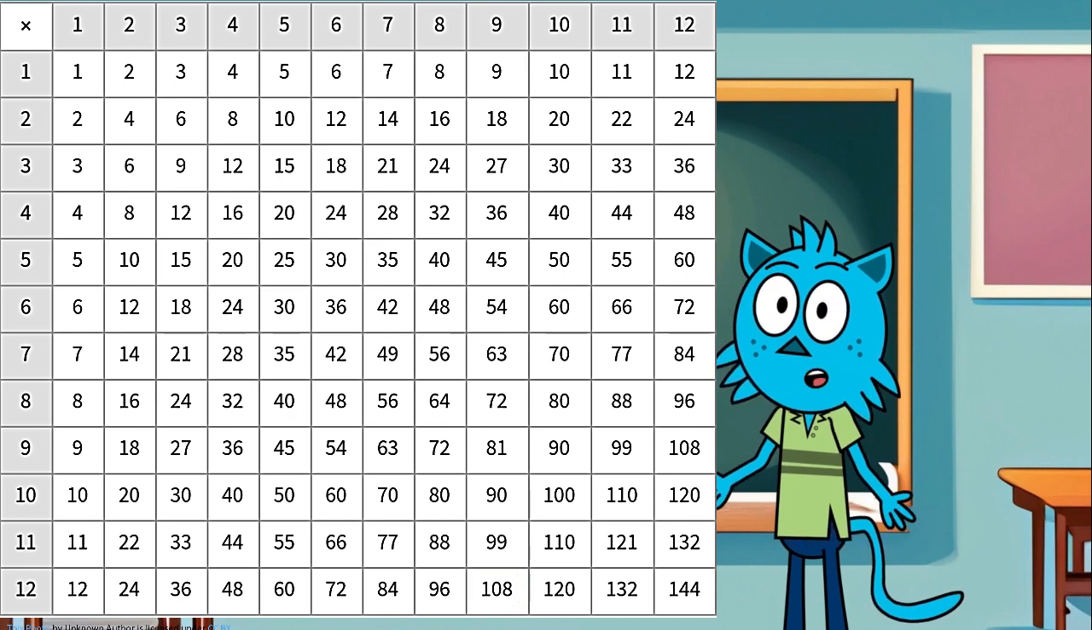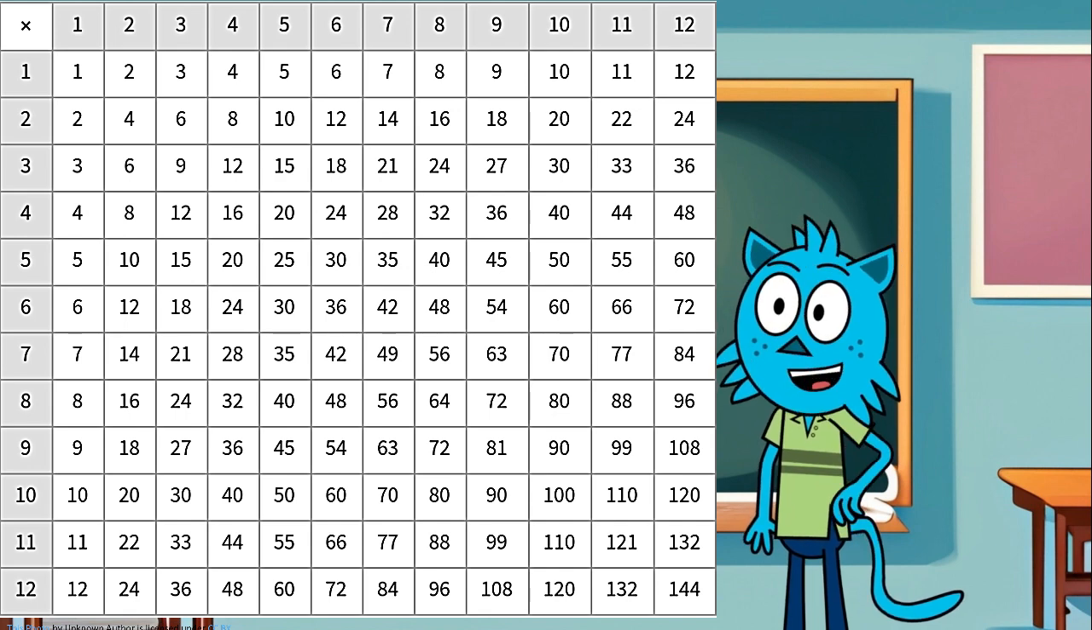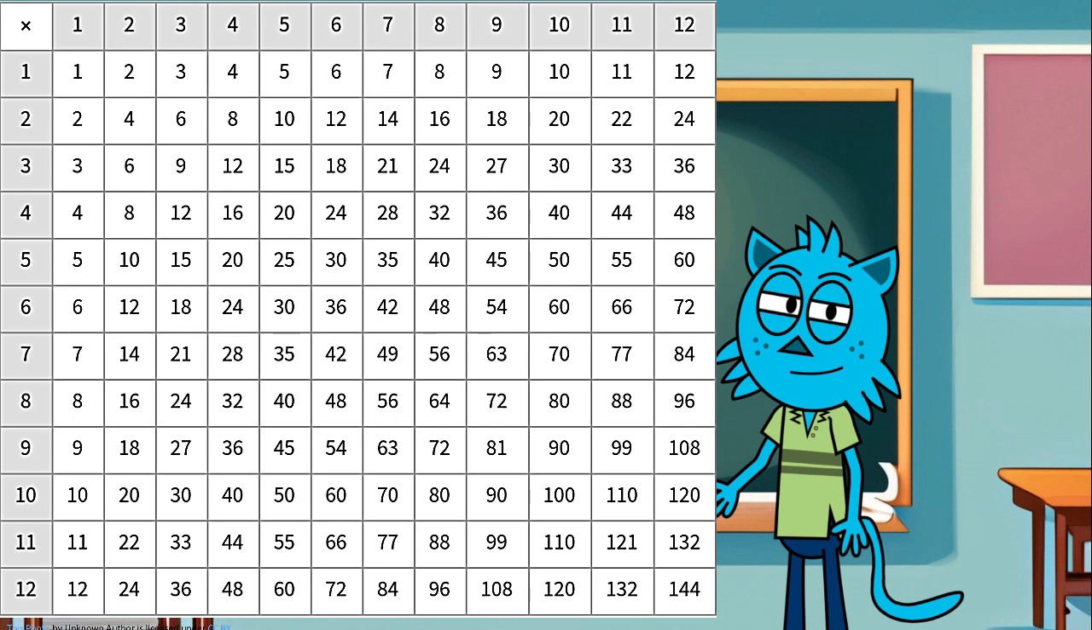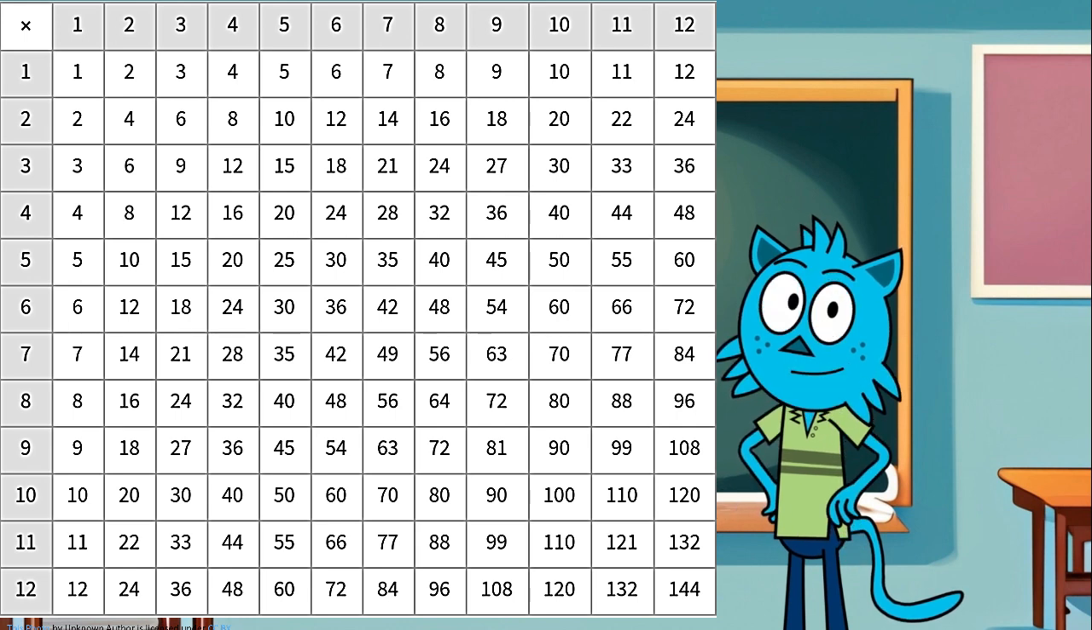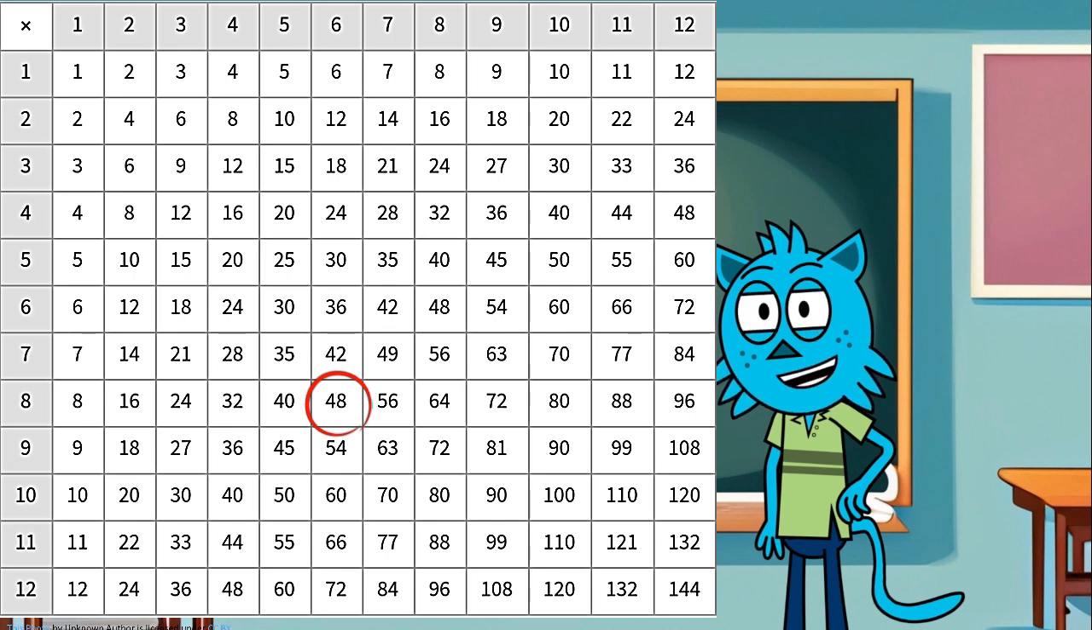Will you lend me your ears? If asked, what is 6 times 8? We peer into the crystal grid, march along to find 6, then rise to meet 8. At their crossing flashes the solution, 48. The table tells us 6 times 8 equals 48.